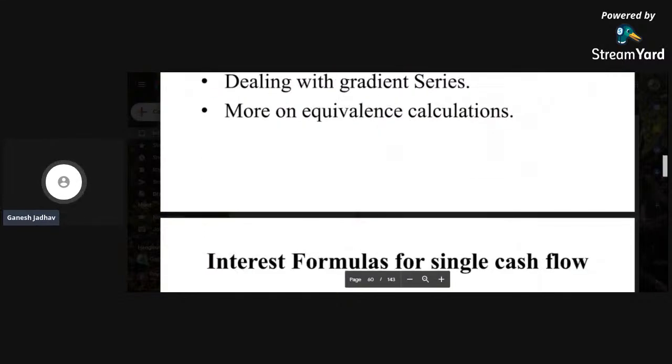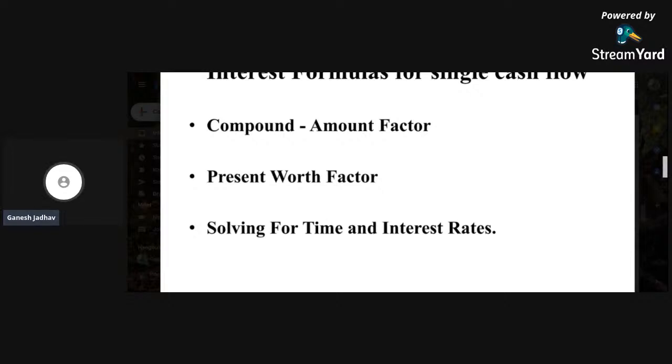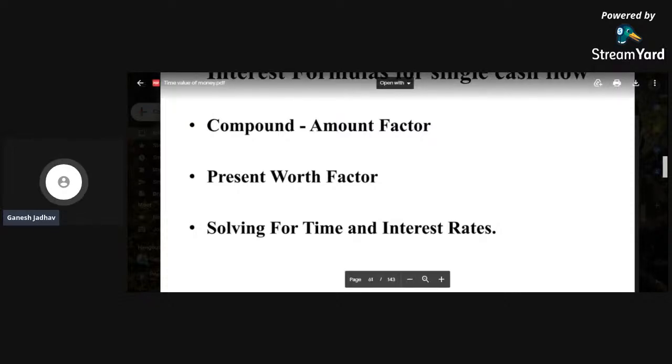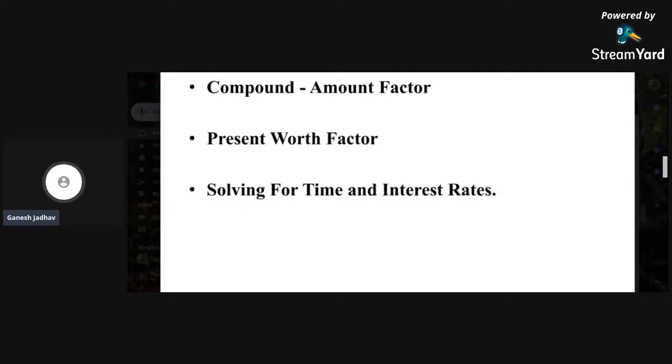Then we move toward the interest formula for the single cash flow. You can see here how the cash flow happens. The first point is the compound amount factor, the second one is the present worth factor. So what is the present worth factor, what is the compound amount factor, and what is solving for time and interest rate. For solving time and interest rate, you can also modify your formula. You have the formula F is equal to P into I, so you can calculate the value of I also.